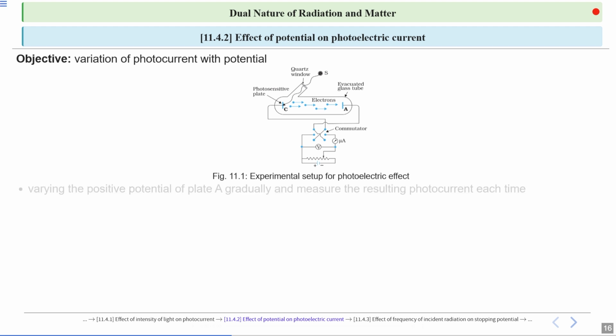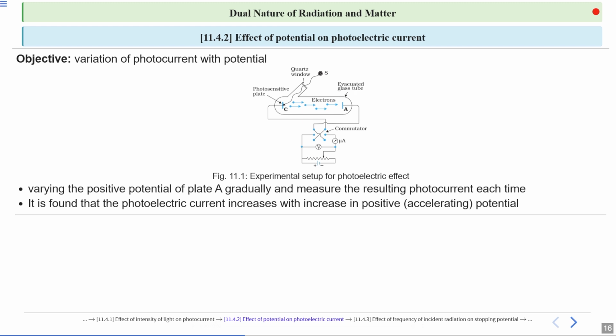Now, let's focus on what we actually do in the experiment. We gradually increase the positive potential of plate A and measure the photocurrent each time. Remember, the positive potential means we are making plate A more attractive to the electrons emitted from C. Alright, this setup helps us see how the electrons respond to the different voltages, and it's important to record the current at each step.